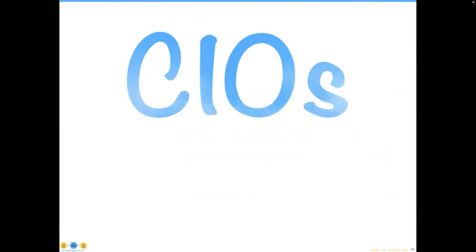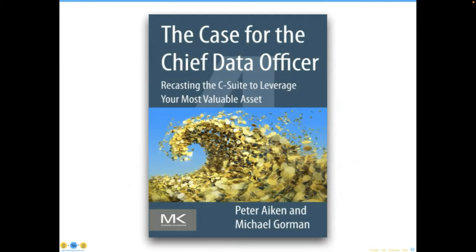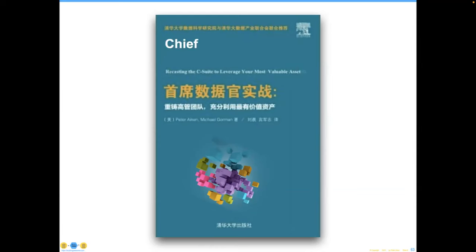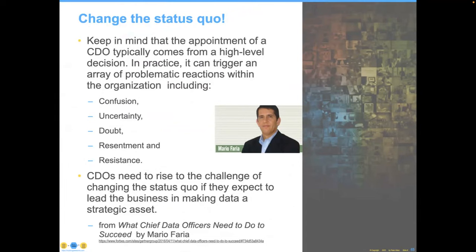And this is really not at all surprising. When we talk about CIOs, they are really not the chief information officer. In fact, when I wrote one of the first books on it, The Case for the Chief Data Officer, and they translated it into Chinese, the title came back Chief Data Officer Combat, which I thought was wonderful. Because now we're asking a CIO, who has the title information in their title, and a Chief Data Officer, well, they're both kind of fighting over the same thing, are they not? Now, I contend that most CIOs are really chief integration officers or chief information technology officers around that. But whenever we bring these two individuals together, there is confusion, uncertainty, and doubt.